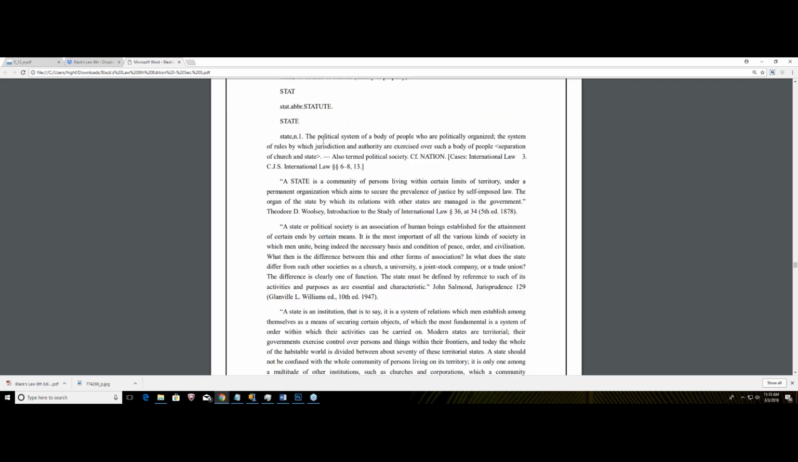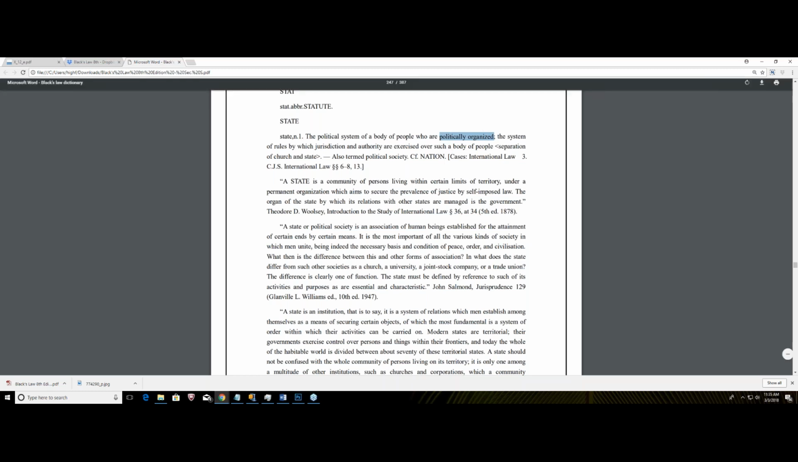State: the political system of a body of people who are politically organized; the system of rules by which jurisdiction and authority are exercised over such a body of people. Now, notice this word, politically organized. That's why the Supreme Court has something called the political question doctrine that they will not address. The Supreme Court will not address political questions because this has to do with something else, not the common law or anything like this.